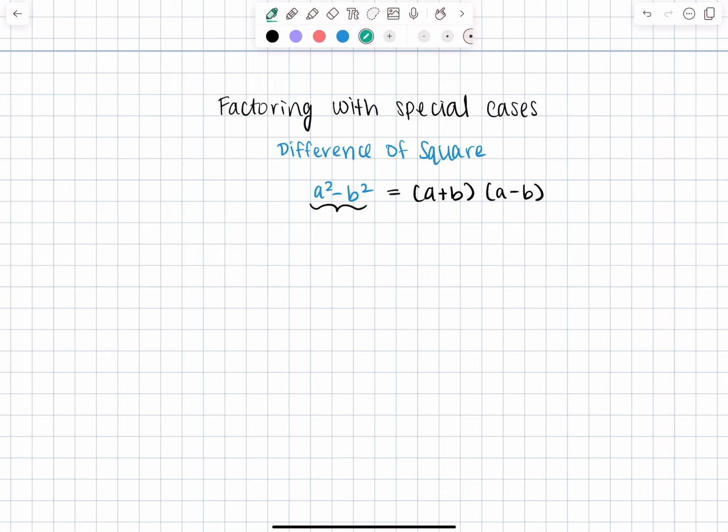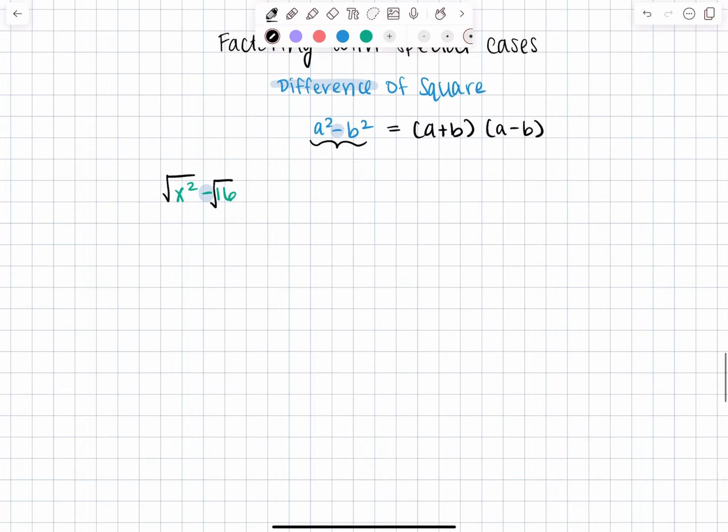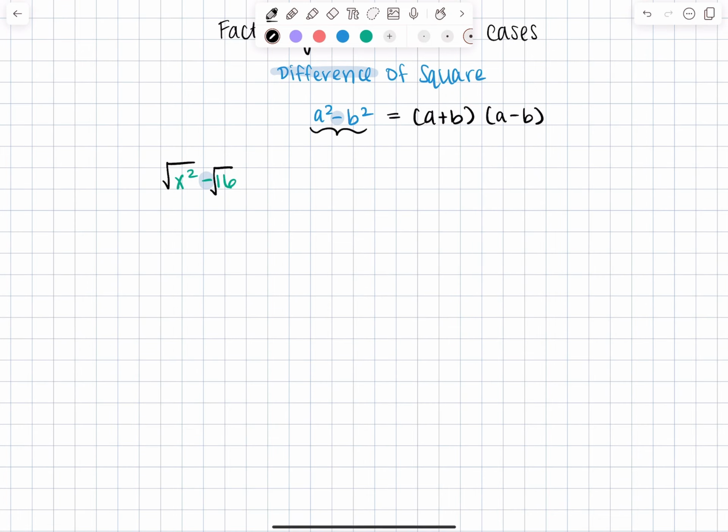So we have x squared minus 16. Remember to make sure that this is negative because we're talking about difference. This is really important, so make sure you have that negative there. All we're going to do now is square root both sides. Here you're going to have an index of 2, so 2 divided by 2, that's 1.